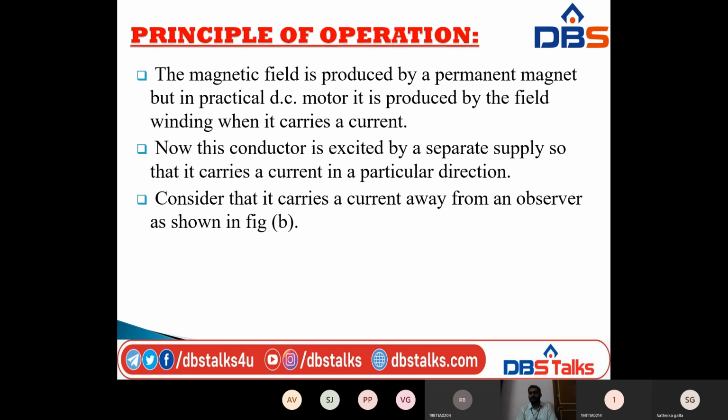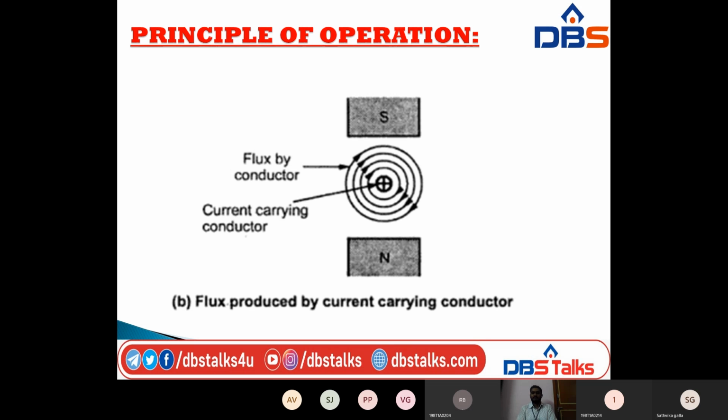Now this conductor is excited by a separate supply so that it carries a current in a particular direction. Next, we will consider another diagram. It shows that the conductor carries a current away from an observer as shown in the figure. Here is the flux produced by the current carrying conductor. In between the two poles, south and north pole, we are placing one conductor. In this case, that conductor carries a current and it produces a flux.